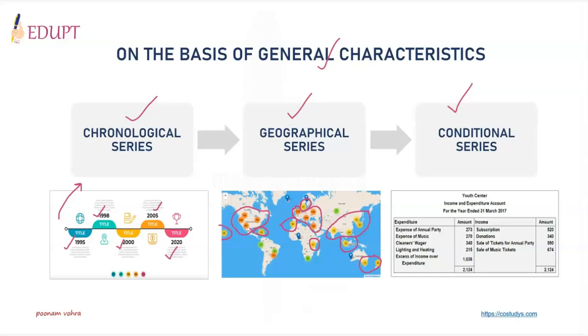Third is conditional series. In this series, data are classified according to the changes occurring in the variable according to a condition such as height, weight, age, marks, income, and so on. In this example, it is the income and expenditure account where expenditure is given under different items. Income is also provided from different sources which may keep changing. So it is a conditional series.